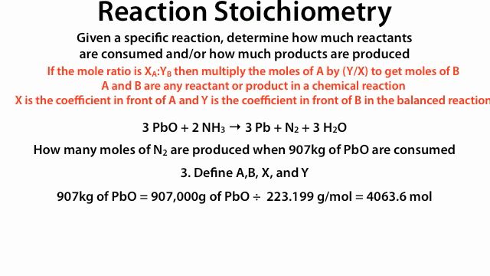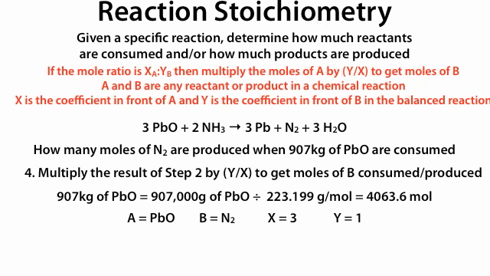Step 3. Define A, B, X, and Y. Since we have moles of PbO, A is PbO. Since we're looking for moles of N2, B is N2. X is the coefficient in front of A, which is PbO, which is 3, and Y is the coefficient in front of B. In this case, B is N2, so Y is 1.